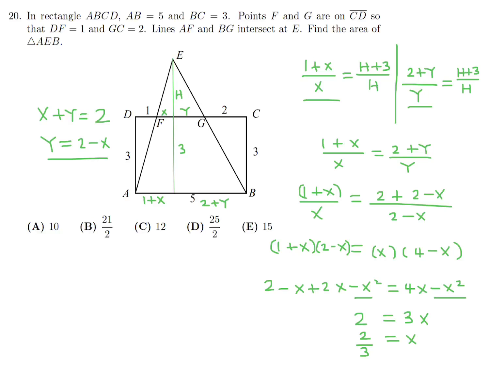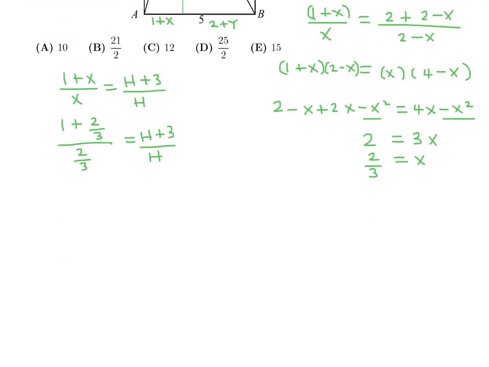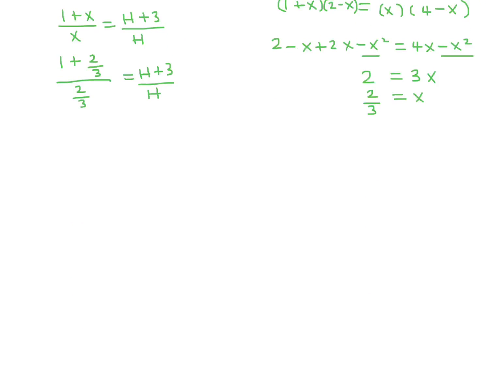All right, so there you have it. Now we can take any one of these relationships right here and solve for h. So we'll go 1 over x is equal to h plus 3 over h. X is 2 over 3, so we got 1 over 2 over 3, over 2 over 3, is equal to h plus 3 over h. Let's move this up here. And then the top, of course, becomes just 3 over 3 plus 5 over 3, so that's 5 over 3. And that's 2 over 3. H plus 3 over h.